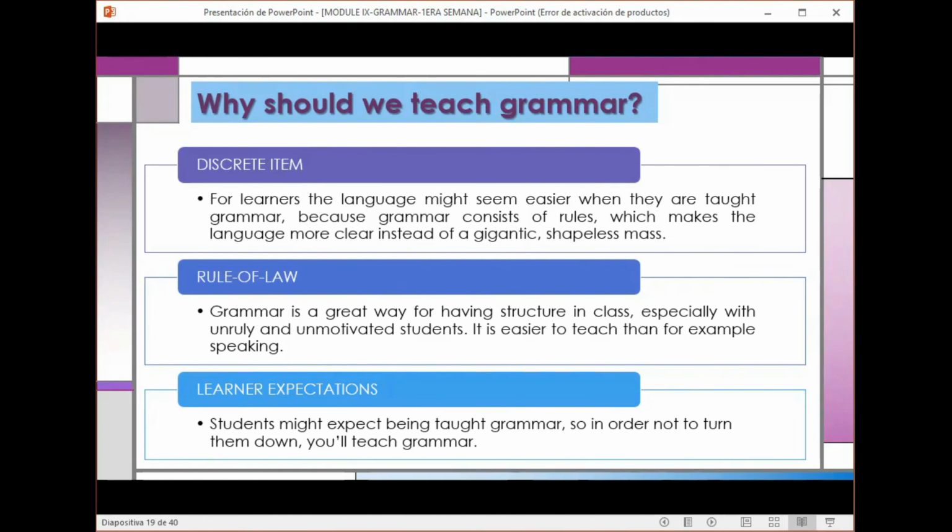Remember that these first two sessions are related to grammar, and then in the third and fourth sessions we're going to move on to vocabulary. This module is related to these two aspects of the language, grammar and vocabulary. This ninth module: the first two sessions, grammar, and the second two sessions, vocabulary.